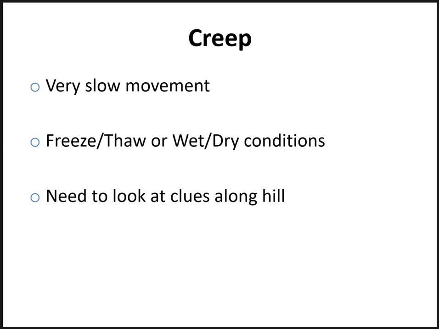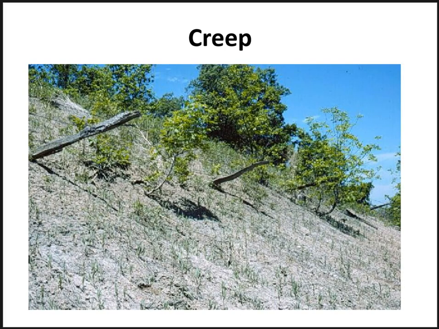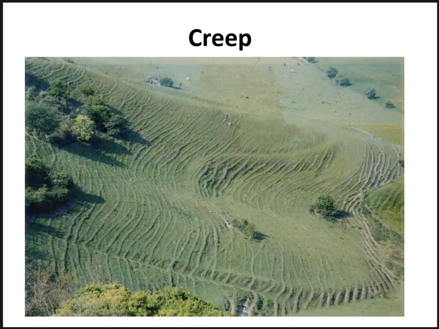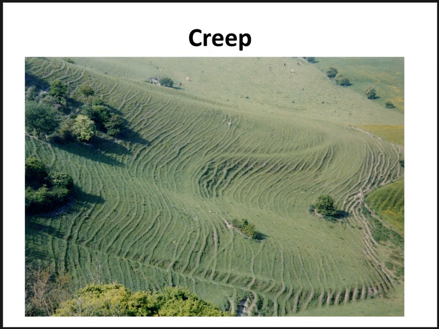So you want to take a look at the clues on the hillside. If you were to look at a fence post and it's becoming horizontal to the hillside, then what's happening here is that it's being brought down slope through the process of creep. And here's another example of soil creep, where grazing animals can accentuate the soil creep through the formation of a network of hillside ridges known as terracets.